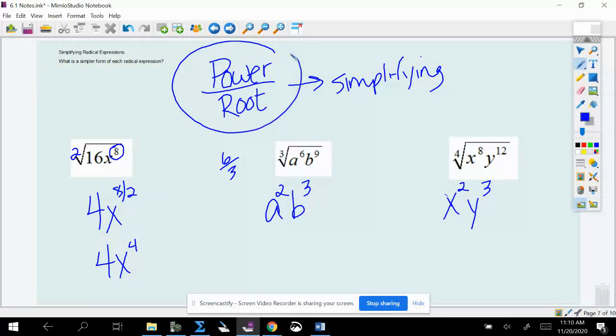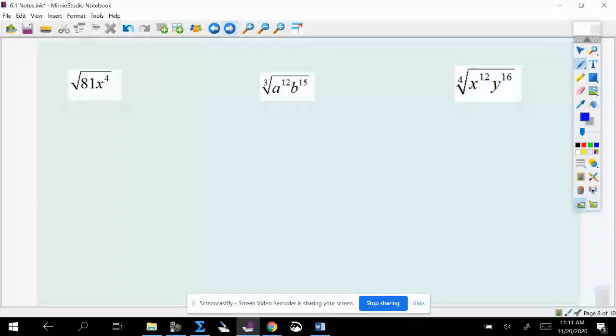Always coming back to this idea that when we're simplifying powers and radicals, we take the power divided by the root. And if there is no number there, it is root 2. It is a square root. So the next one, it is a square root. The square root of 81 is 9. And then power over root, 4 over, sometimes it helps to put a little 2 on that tip to remind you what the root number is. So 4 over 2 is 2. So we get x squared.